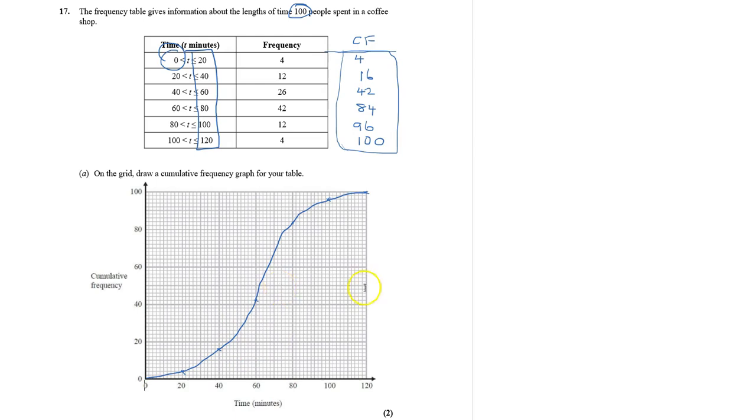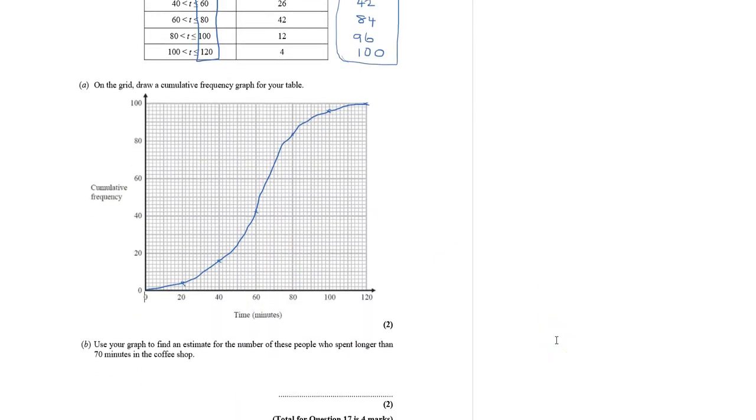Now, for part B, it says, use your graph to find an estimate for the number of these people who spent longer than 70 minutes in the coffee shop. So we go from 70, we go up to where it meets the graph. So come up, preferably with a ruler, you draw a straight line going straight up to here, and then go across, so say it's about here. So if we go across to here, that is 66.